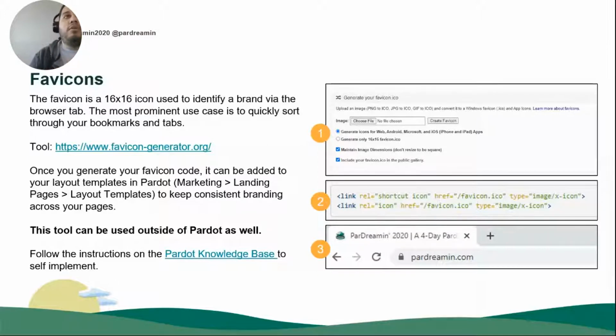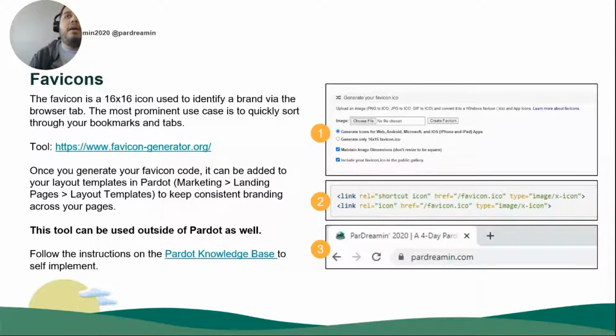If you use this tool called favicongenerator.org, it will look like number 1 on the right. And then you can actually just drop your logo. You go through a very short creation wizard, and then it generates code like number 2. When you get that code, all you have to do is copy and paste it, open up your layout template, and if you're in class, you go through marketing, landing pages, and layout templates, and you go ahead and add this section, usually near the top of the code.